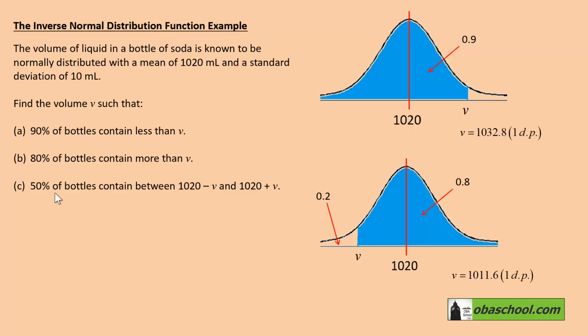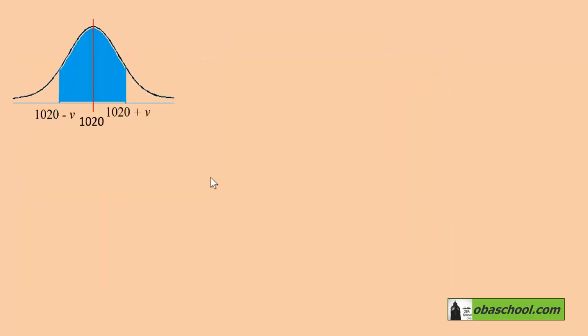So now we want 50% of the bottles to contain between 1020 take away V and 1020 plus V. 1020 take away V and 1020 add V is going to form a symmetrical area around the mean of 1020. So if we look at it on a diagram, it's going to look like this.